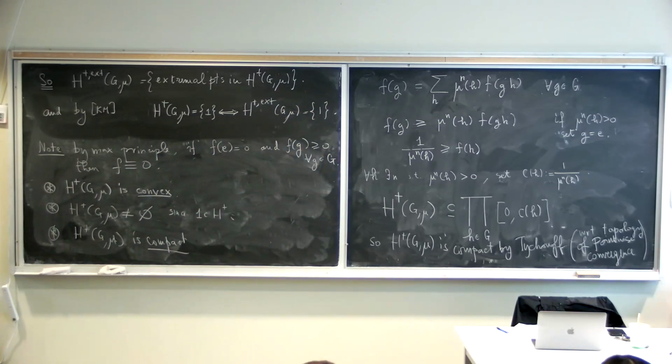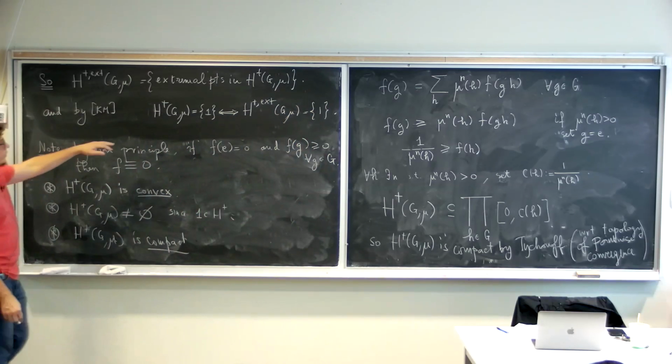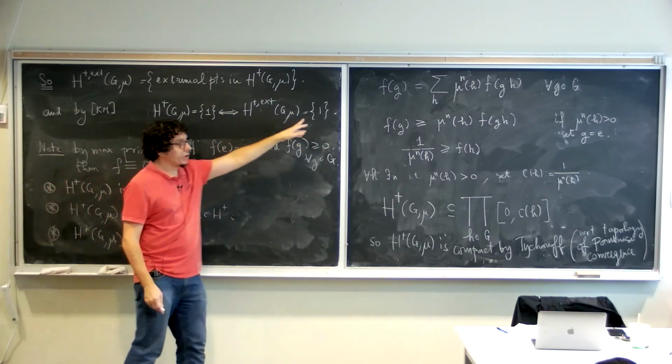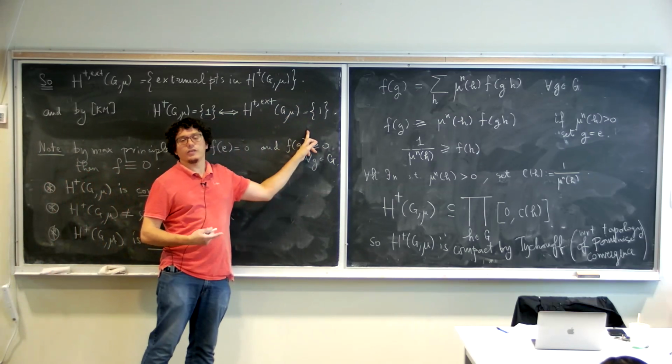So in the end, if we want to prove that there are no positive harmonic functions, it's the same as showing that there are no positive extremal harmonic ones.